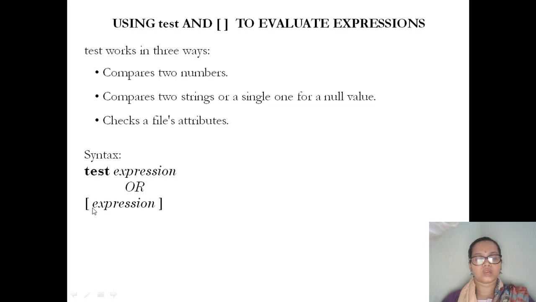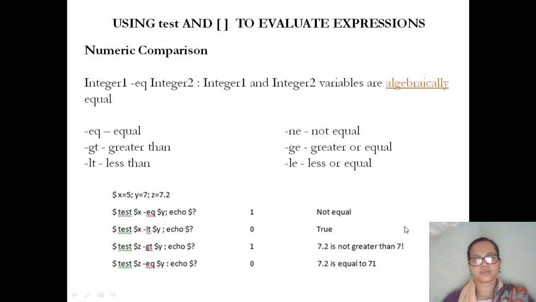Whenever you give the brackets with the expression, make sure that you leave a space before and after both the opening and closing brackets. Coming to the first type, we are going on to numeric comparison. Here you are purely talking in terms of integers. Unix never recognizes floating point, that is the decimal points, so it always works on the integral part.